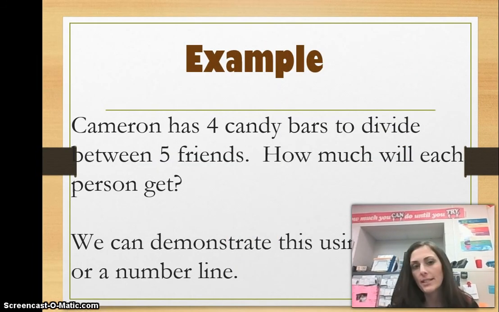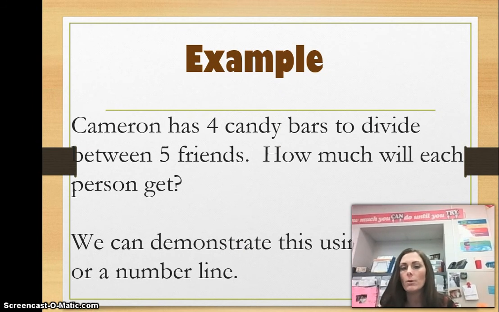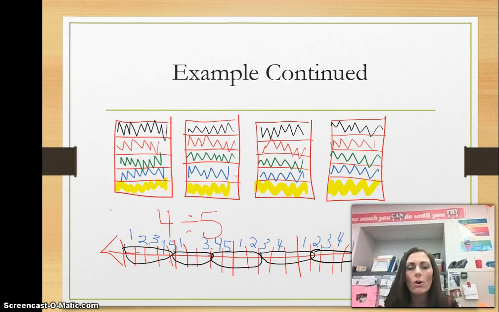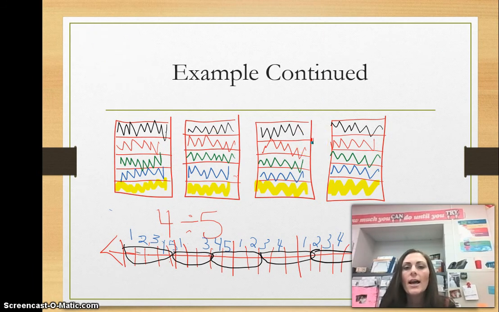So here's going to be the first example. Cameron has 4 candy bars to divide between 5 friends. How much will each person get? We're going to draw this out, and the reason why we're going to use a model is just because we can't just give each person a candy bar because there's 5 friends. So what we're going to do is we're going to draw out 4 candy bars, and I actually already did that to save time. So as you can see, you see 4 candy bars here, and there's 5 friends. So you notice here, as you can see, each friend is going to receive a part of each candy bar.